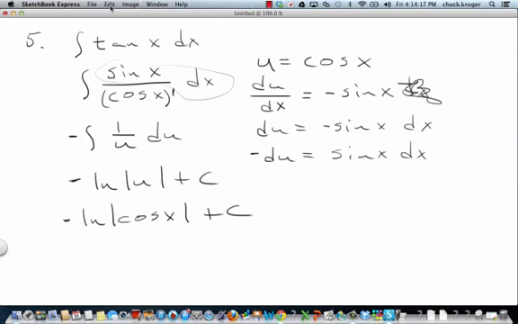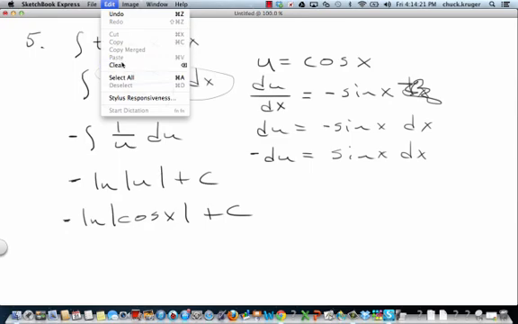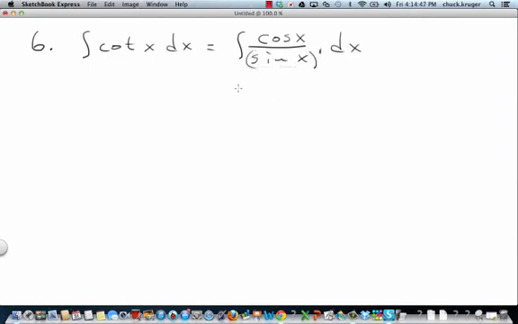And I'm going to take a look at the proof for the cotangent of x. And that's number 6. I'm going to integrate the cotangent of x dx. I'm going to start out the same way. That is the same as the cosine of x over the sine of x dx. I'm going to put parentheses around that. That's the first power. The derivative of sine is cosine.